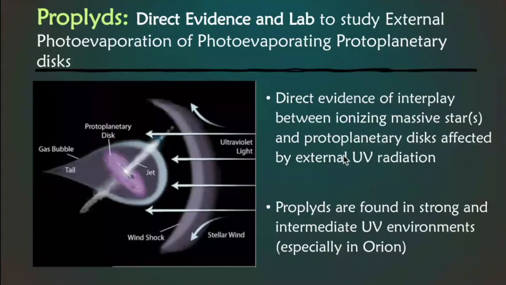Okay, and I'm going to show you some of the proplet images. So proplets are direct evidence, and also our wonderful lab to study external photoevaporation. That is actually how the environment is directly impacting the photoevaporating disk. So that's a kind of rare thing. It's a very important lab because you can actually see which one is ionizing that disk.